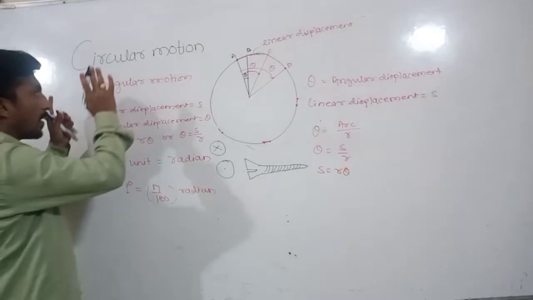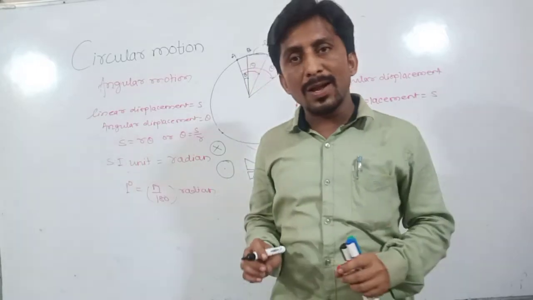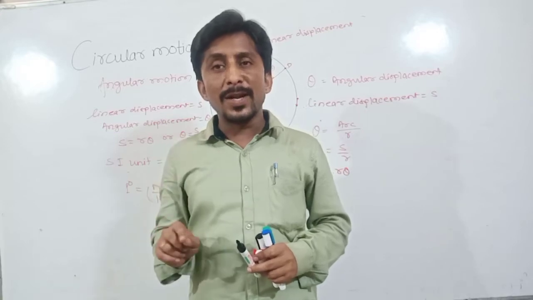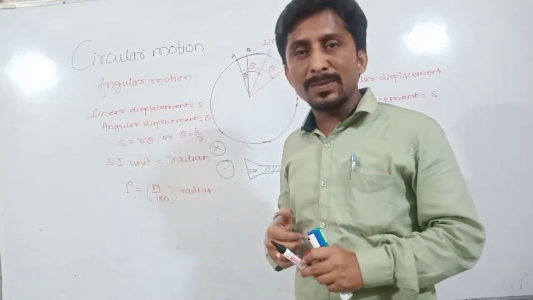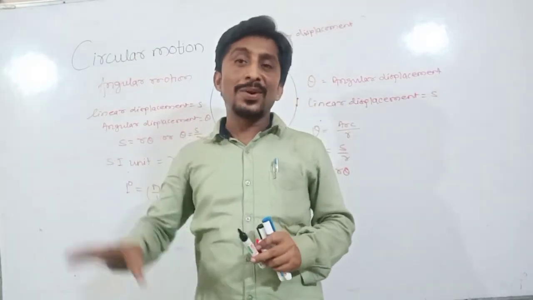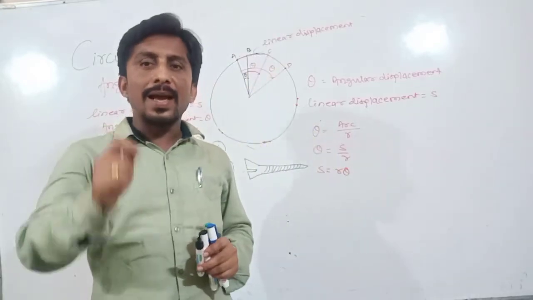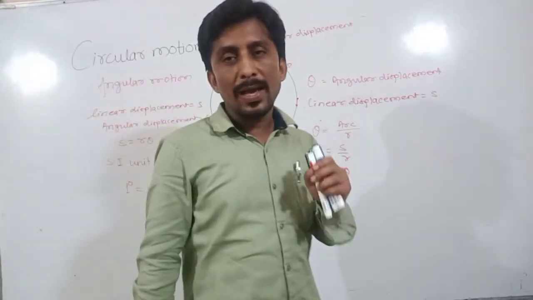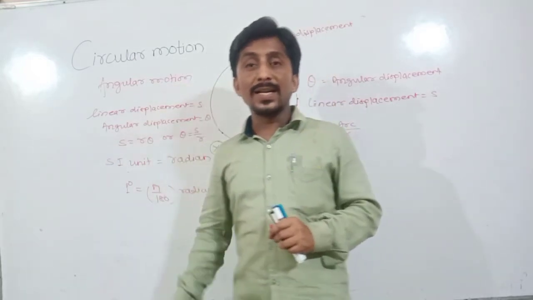Here I have explained what circular motion is. Motion of the particle along the circumference of a circle is called circular motion. What is angular displacement? The angle subtended by the particle at the center while performing the circular motion is called angular displacement. It is denoted by theta, and circular motion is also called angular motion. That reason I have told you. Then we have seen the relation between linear displacement and angular displacement, that is S = R theta or theta = S/R. We have seen the SI unit to measure angular displacement, and it is radian.